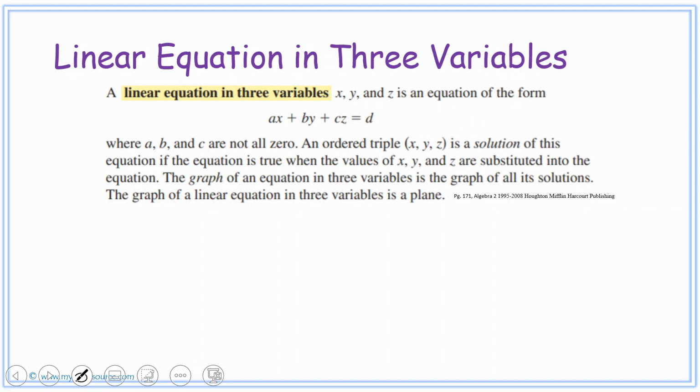An ordered triple, x, y, z, where the x, the y, and the z represent your points, is a solution of this equation if the equation is true when you substitute the values into the equation, just like you would with a two-dimensional equation. So that means we can graph this in a three-dimensional figure.